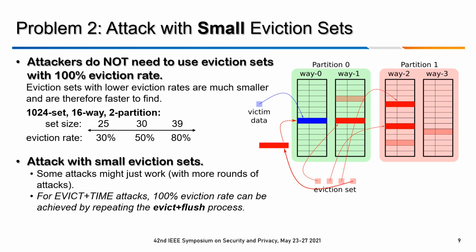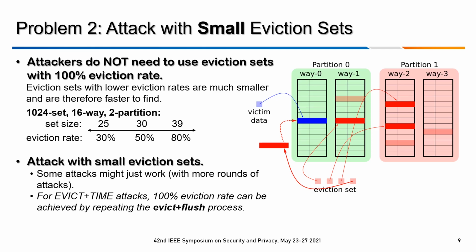The authors of ScatterCache argue attackers are likely to use eviction sets with a 100% eviction rate. This means the eviction sets are large and attackers need to spend quite a long time to find them. As shown in our estimation, 39 partially congruent addresses are required to achieve an 80% eviction rate, while only 25 addresses are needed for achieving a lower 30% eviction rate.